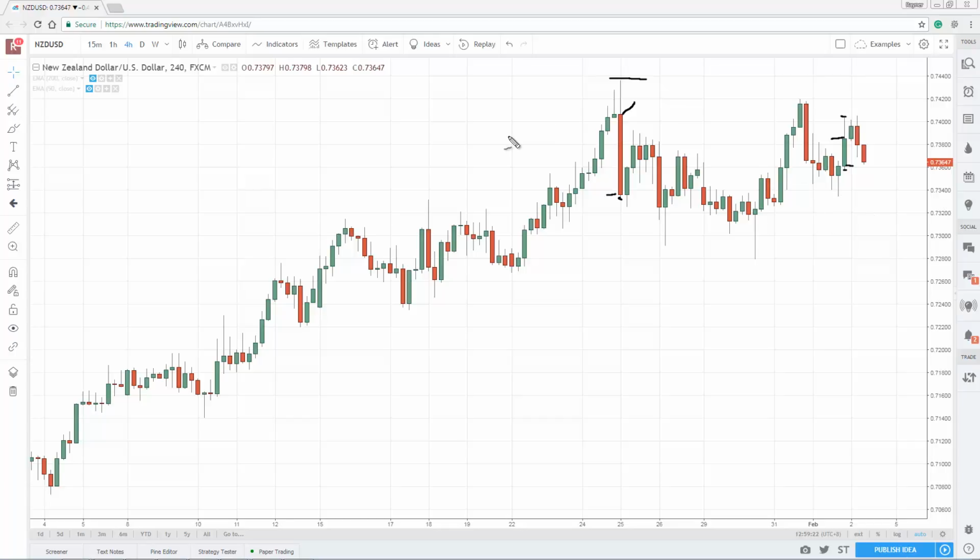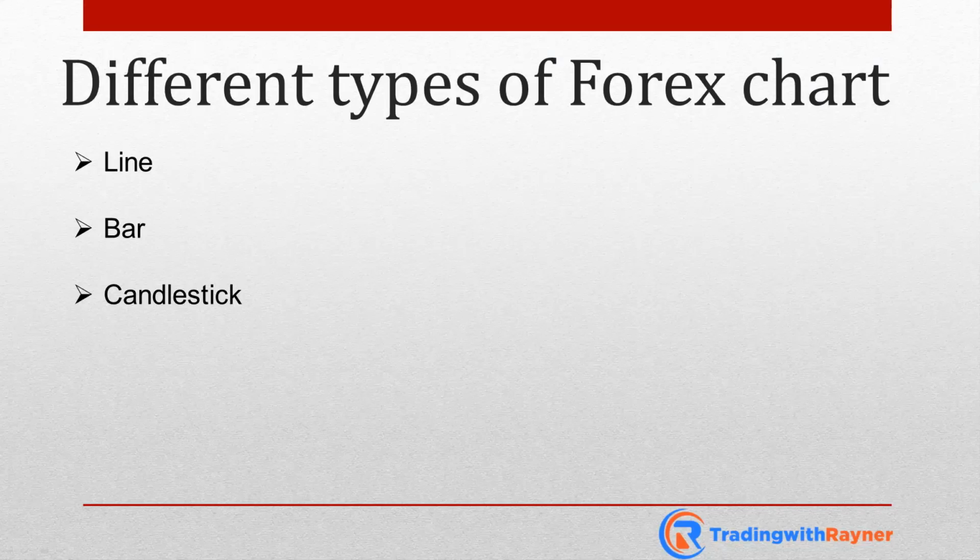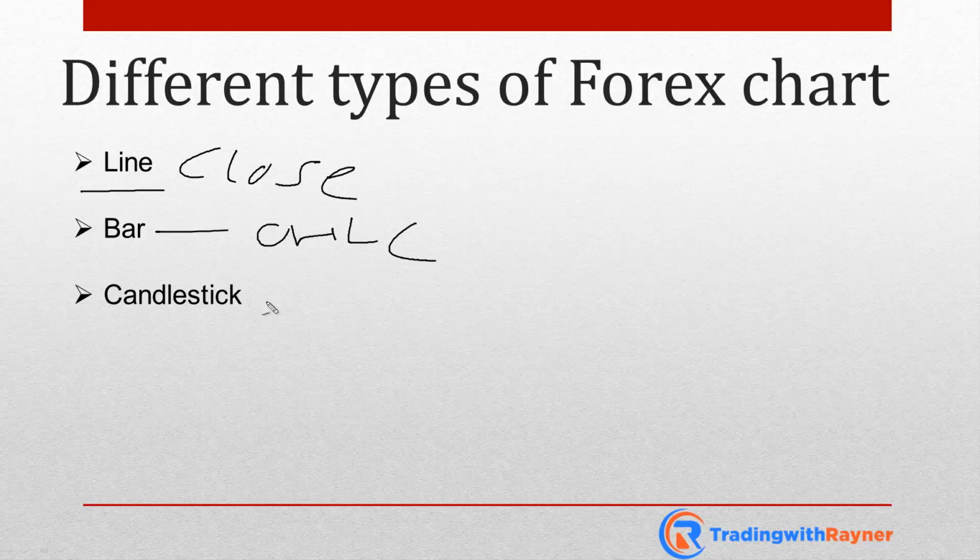So with that said, this is how you read the different types of charts, right? We talked about the line chart, the bar chart, and the candlestick chart. So a super fast recap: the line chart takes into consideration only the closing price. The bar chart has the open, high, low, close. And the candlestick has the open, high, low, close, and the body is colored as well. Okay, so this gives you a little bit more information compared to the bar chart.